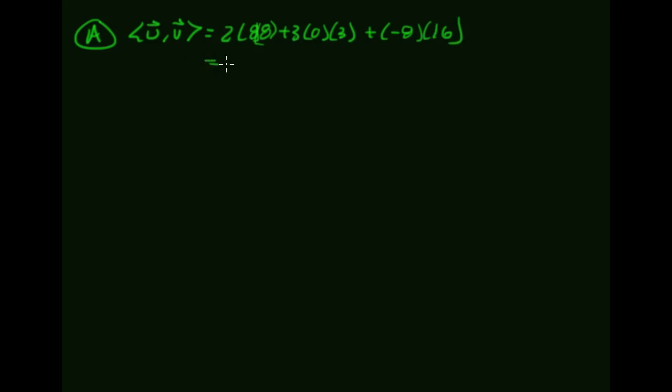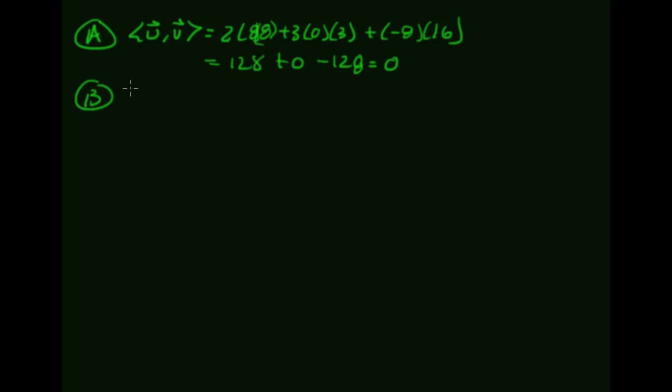All right, so problem number 2 is in R3. So let's look at A. We need the inner product of u and v, which is going to be 2 times 8 times 8 plus 3 times 0 times 3 plus negative 8 times 16. So this gives me 128 plus 0 minus 128, which makes the inner product 0.